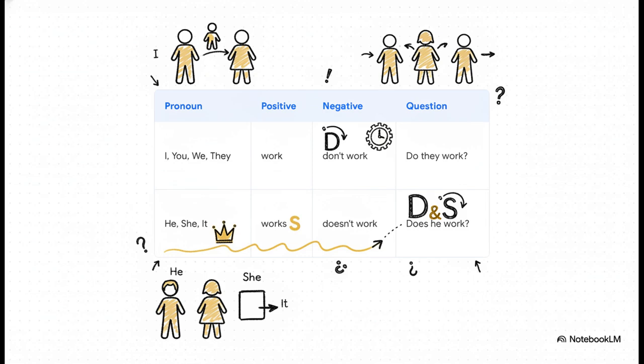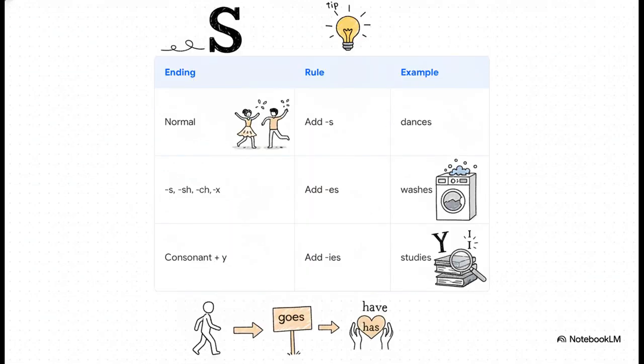Notice that once you use does or doesn't, the main verb snaps right back to its base form. It becomes work, not works. Now, spelling that third person's S can be a little tricky, but the rules are pretty clear. Normally, you're just adding an S, so dance becomes dances.